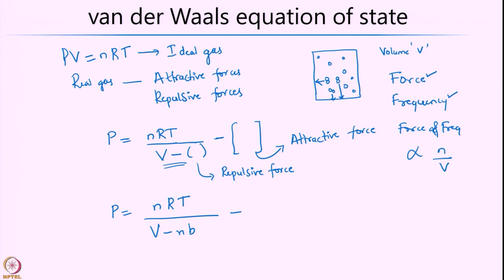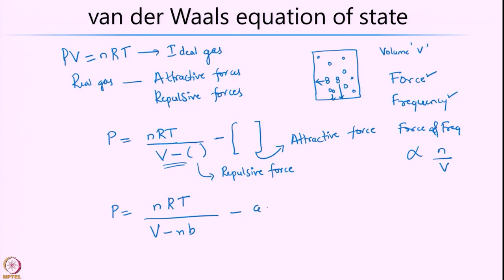Since these are two terms which are interacting, the net effect will be the square of it. So I would put a constant a times n squared by V squared. This entire thing can be written in a slightly different form: P is equal to RT divided by Vm minus b, minus a divided by Vm squared. I have just divided both numerator and denominator by n, and that gives this particular expression.